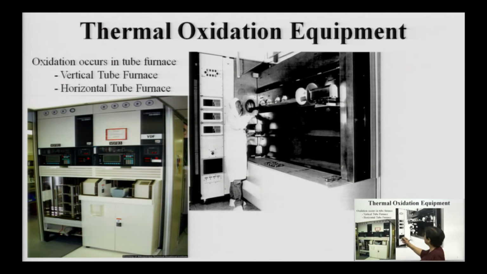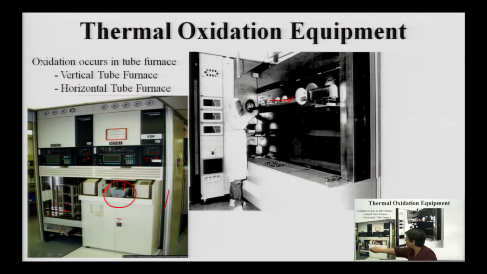So, these are the chambers where the oxidation is happening. Here you will see the vertical stack, and this is the wafer stack where your wafers are placed in this manner. Here is the stack where your wafers are being placed. This is the vertical tube furnace where wafers are being loaded slowly, one by one.